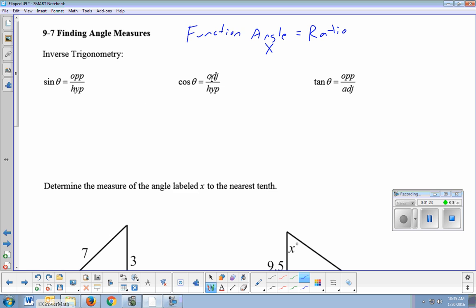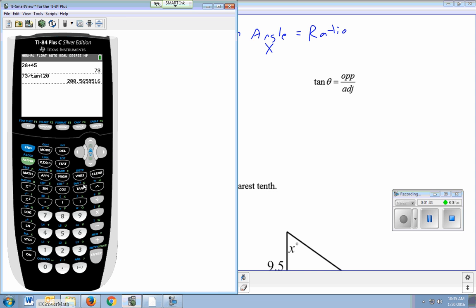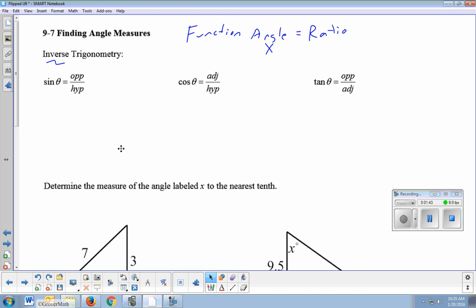So instead of having function angle equals ratio, we could do what's called inverse trigonometry. And inverse trigonometry is what you see on your calculator. We see our sine, cosine, and tangent buttons. But right above them, you see sine with a little -1, cosine with a little -1, tangent with a little -1. Those are not exponents, although it's in the exponent location. That's why it's a little confusing. That stands for inverse sine, inverse cosine, inverse tangent. And that's what's going to help us find angles.